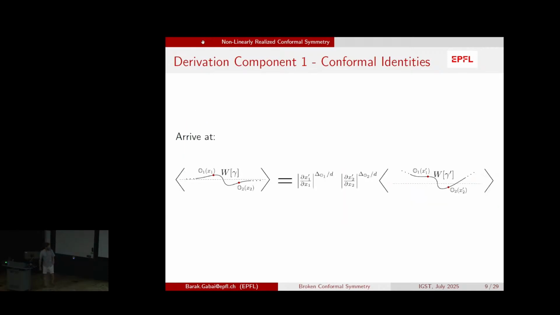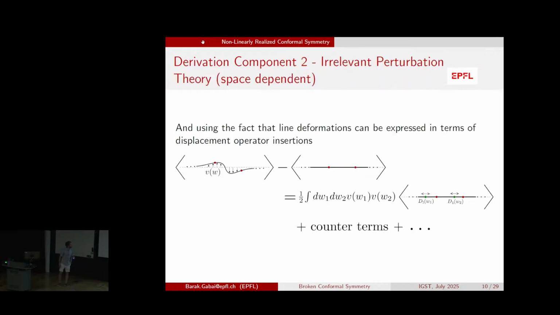Good. So we arrive at this identity, but in this form it is not extremely useful, I guess. Not many of us try to write down correlators on curved defects. They also depend on an infinite amount of information. And I wouldn't know how to use this, so this is why this says derivation component number 1. We need to combine that with another component, which is essentially irrelevant perturbation theory around the straight line. So any curved line expectation value, with or without insertions of operators, I can express in terms of straight line observables where I have more and more operators inserted.